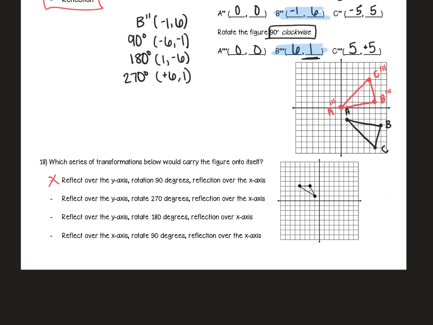I'm going to repeat the process. So this time I'm going to use blue. I'm going to start with the same point. So reflect over the y-axis, that puts me over here. Rotate 270. So again, I start with 1, 1, and then this is 90, this is 180, this is 270. So 1, negative 1, now I'm right here. Then it says reflection over the x-axis, which just brings me right back here, and that's not on top of itself.